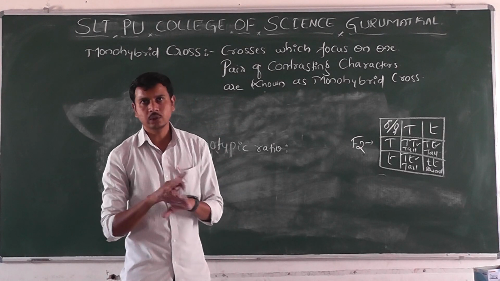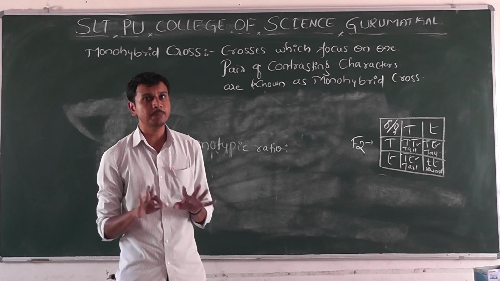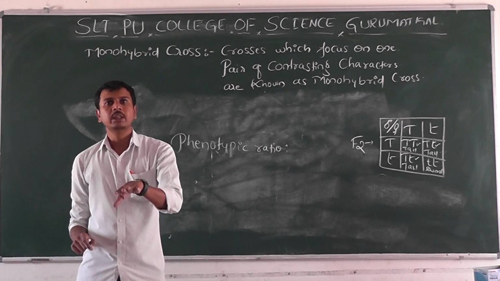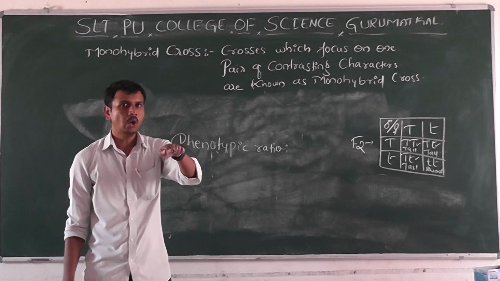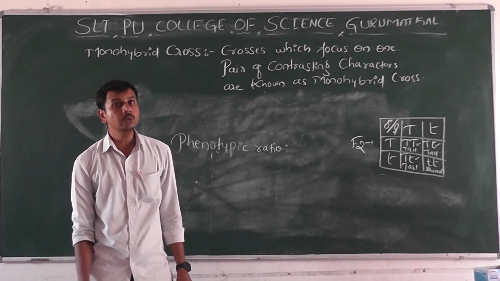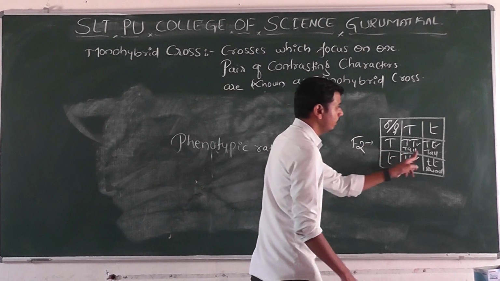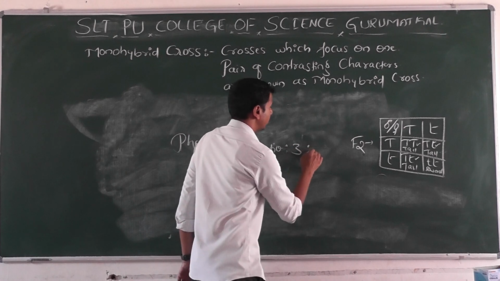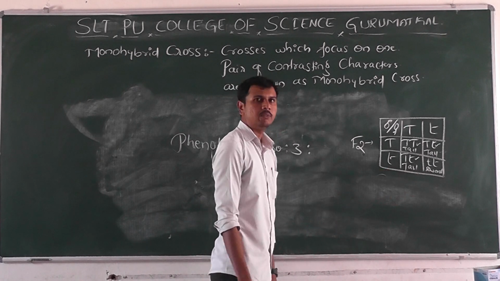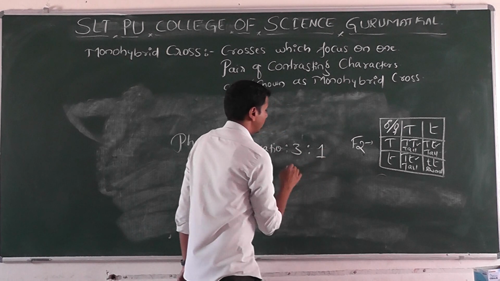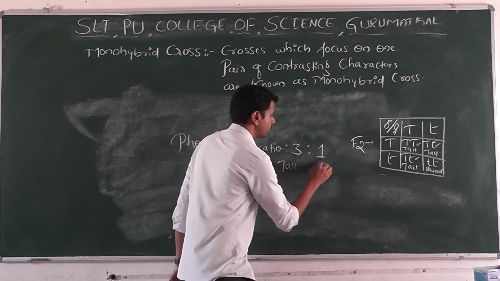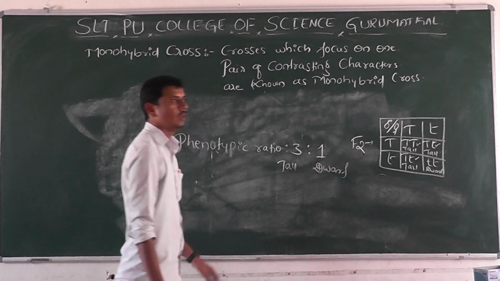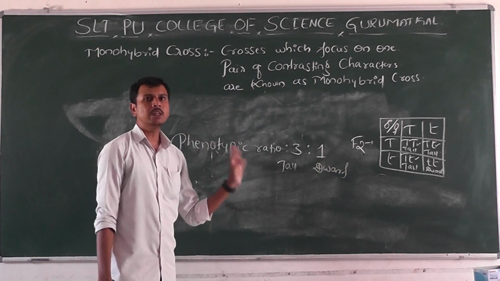We are going to concentrate only on the height of the plant. We are not going to concentrate on the genes, which type of genes are present. We are only concentrating on whether that plant is a tall or a dwarf plant. So in this case, we are going to have 3 tall plants and one plant will be the dwarf plant. So this is the phenotypic ratio.